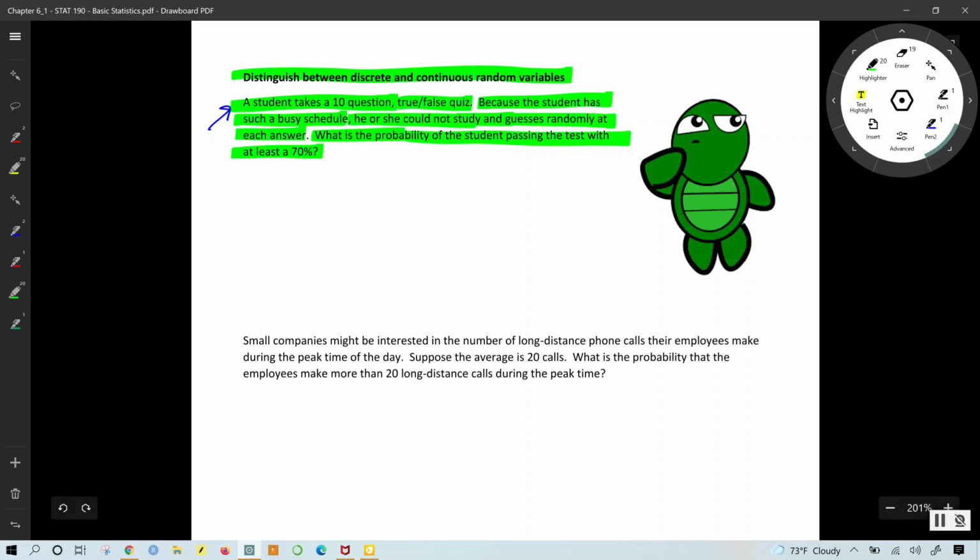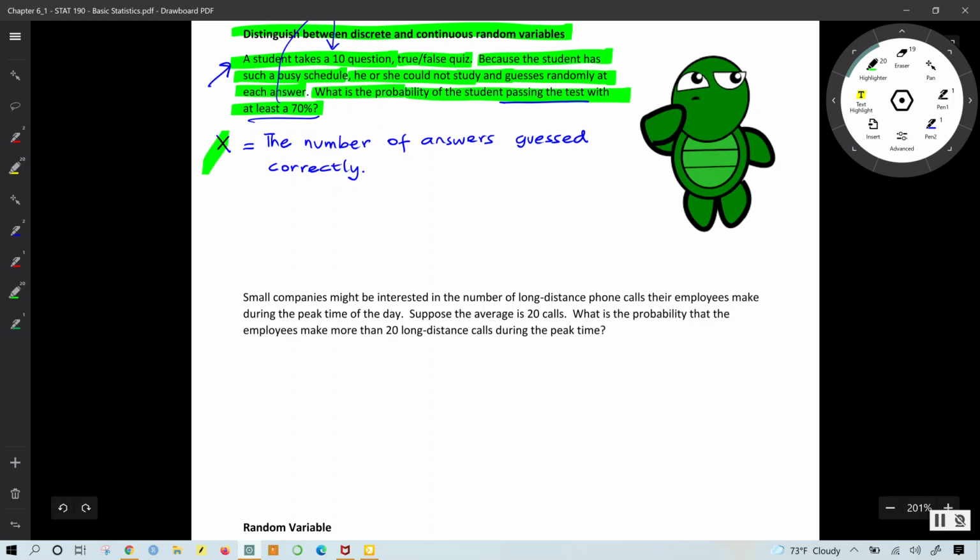Here are a couple of things to note. What variable is of interest in this case? Take note, it will be the number of questions that the student guesses correctly. We observe that that is so because if the student is going to pass the test with at least a 70%, then we're looking at least a 7 out of 10. So the variable of interest here, we're going to call that x. That will be the number of questions or answers guessed correctly.